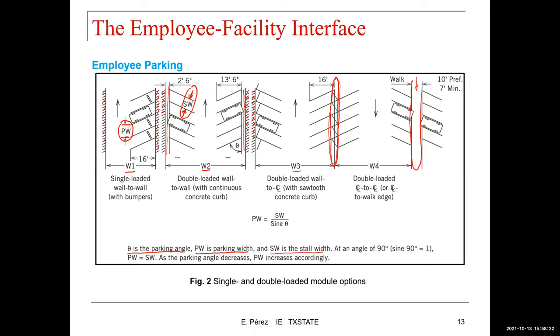And at an angle of 90 degrees, the sine of 90 degrees is 1. So PW is going to be equal to SW. So the parking width is going to be equal to the stall width. As the parking angle decreases, PW or the parking width increases accordingly. So that's going to be given by this formula. So the parking width is going to be equal to the stall width divided by the sine of theta.